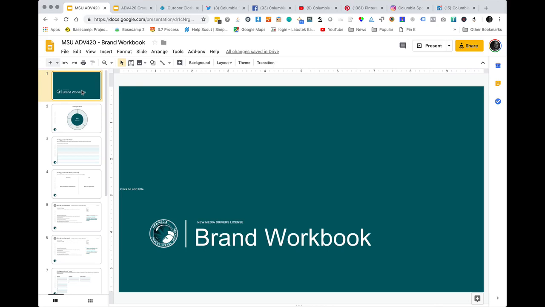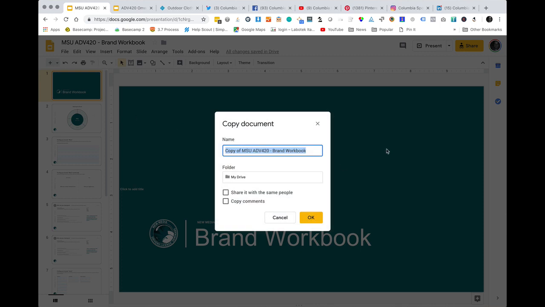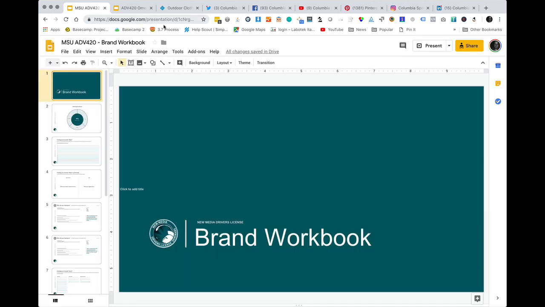So I'm just going to give you a quick demonstration on how to use the brand workbook and the various exercises within this. So the first thing you're going to want to do is go to File, Make a Copy, because you're not going to be able to edit the one that we've given you. And so just make a copy of this and name it something that you will remember. Now I've done this here.